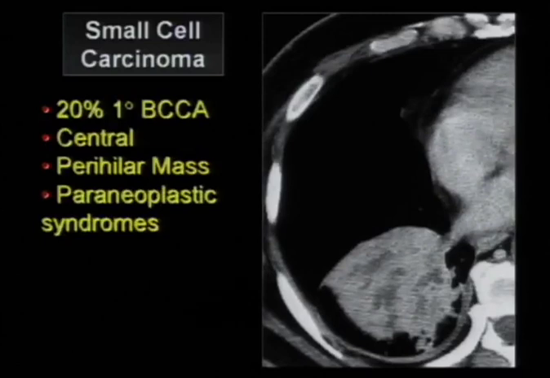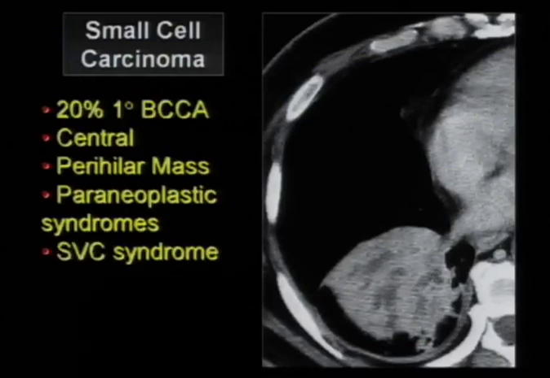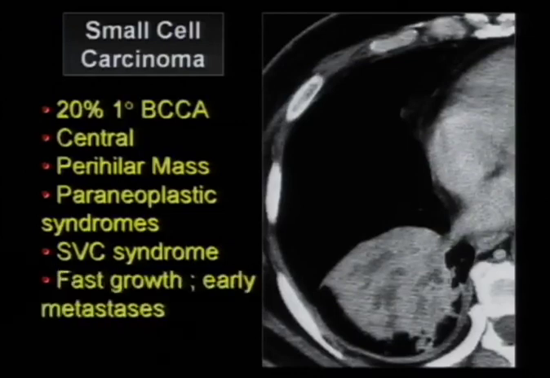This is a lesion that tends to be associated with paraneoplastic syndromes like syndrome of inappropriate ADH secretion. It may also cause SVC syndrome. It's the most common bronchogenic neoplasm to give you an SVC syndrome. And it's characterized by the worst of both worlds, pathologically speaking. It tends to grow very fast, and it tends to spread rather early.